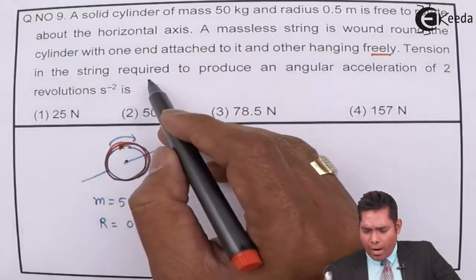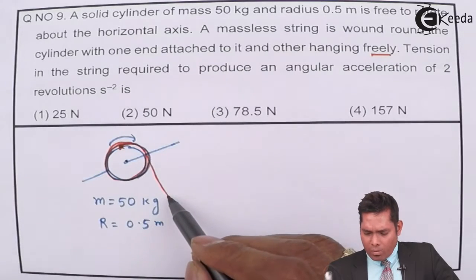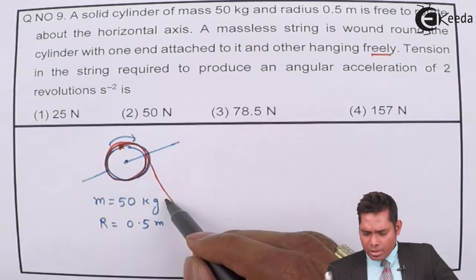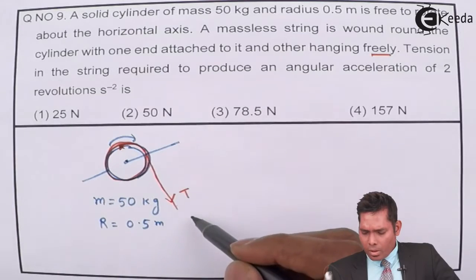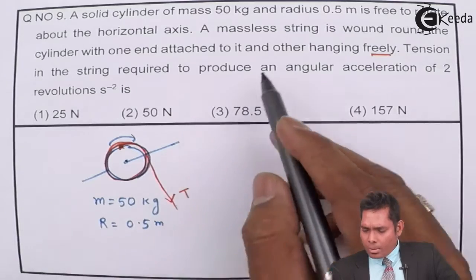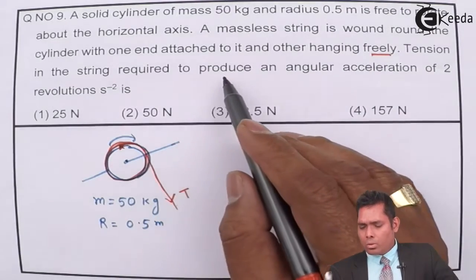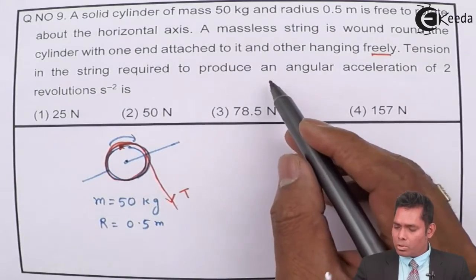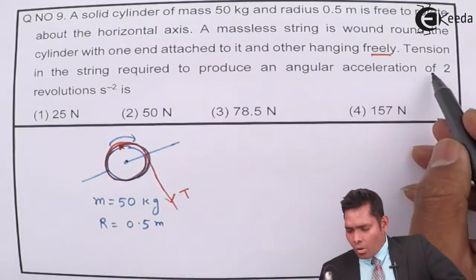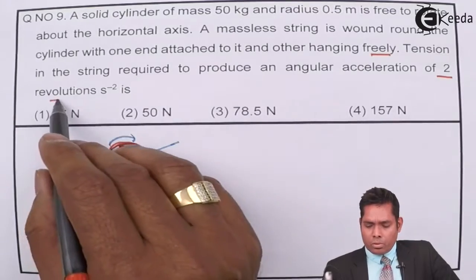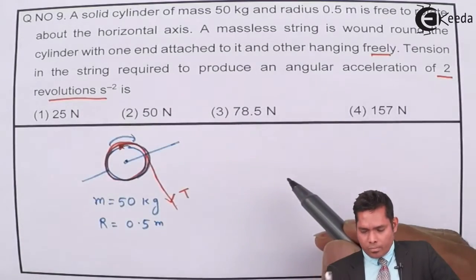Tension in the string required. So how much tension is required? I'll pull it, so there will be tension in the string. So this is the tension here. How much tension in the string is required to produce an angular acceleration of 2 revolutions per second square?